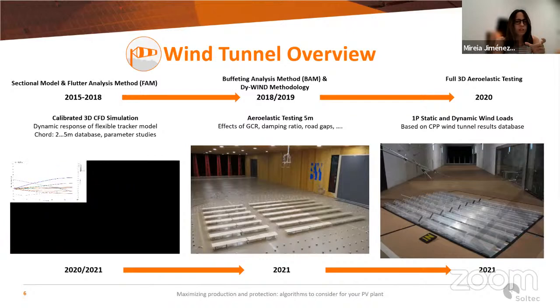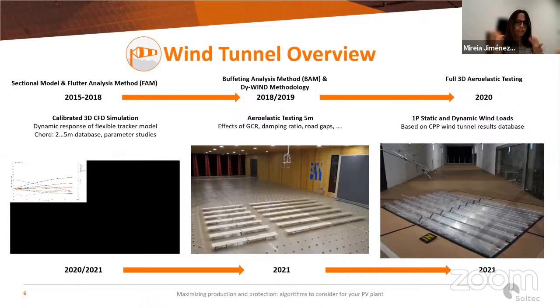The idea is to have a database that includes tracker widths from 2 to 5 meters, different tracker distances in east-west directions, I mean the pitch, also the different lengths, even the use of dampers. So it's all kinds of parameters that we face in a particular way in each project. So we are developing this huge database with a whole set of scenarios with different slopes and different parameters.